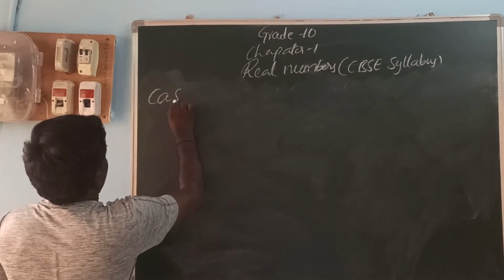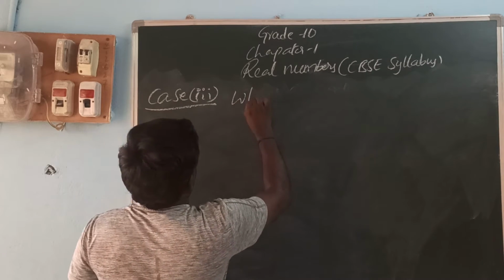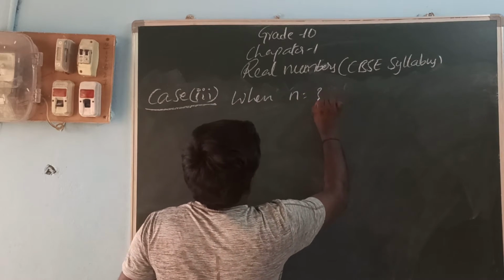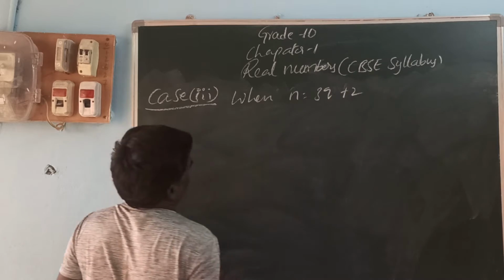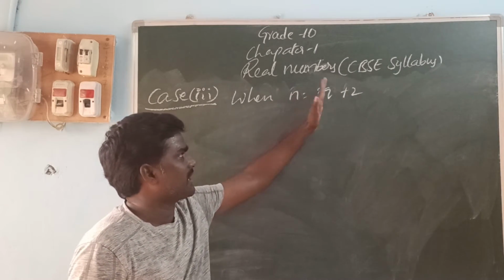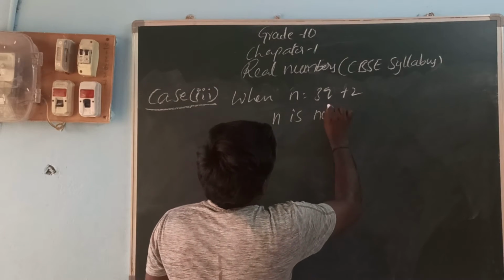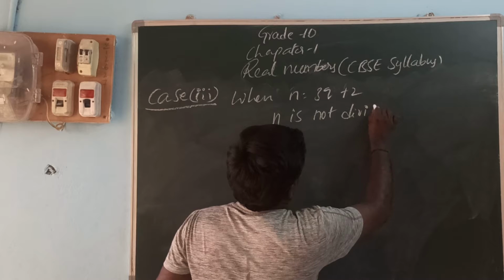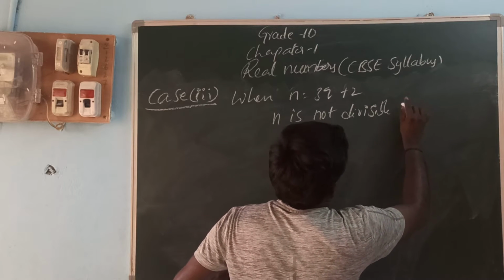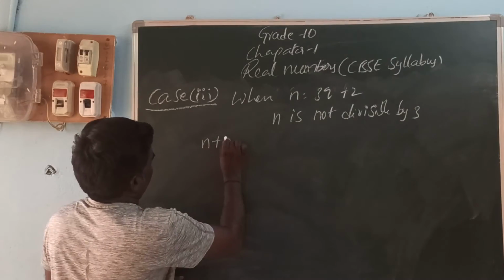Case 3. When n is equal to 3q plus 2, it means when n is divided by 3, the remainder is 2. So therefore n is not divisible by 3.